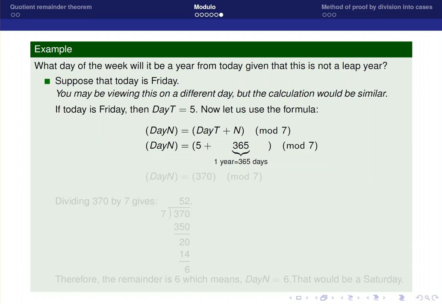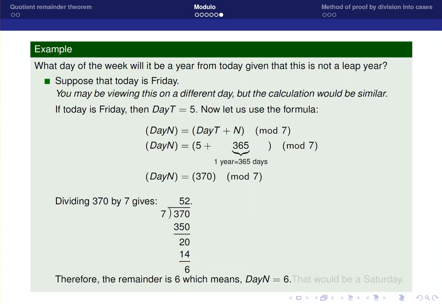So 5 plus 365 will be 370, and now I have to divide 370 by 7. It could be done either by hand or it could be done with a calculator. It's up to you, it doesn't really matter. In my case, I'm going to find out that the remainder in the division is 6, which means that a year from today, it will be day number 6 of the week, which is a Saturday, which kind of makes sense.